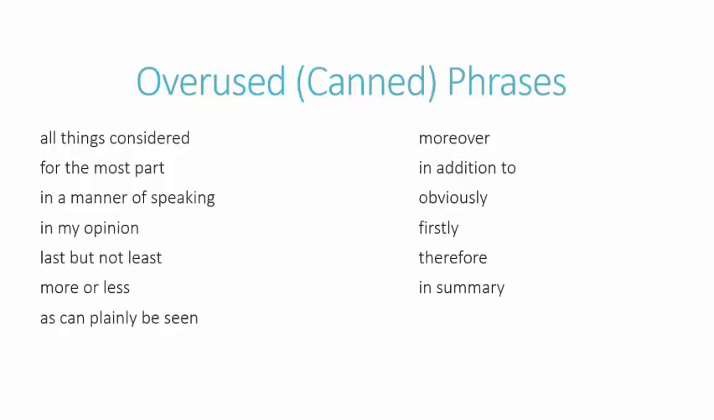We want to stay away from some overused phrases. We might call them canned phrases. These are some really popular examples for the most part. Last but not least, therefore, firstly, secondly, thirdly, in summary. So we want to stay away from those and really start to rely more on connecting our theme and our rheme.